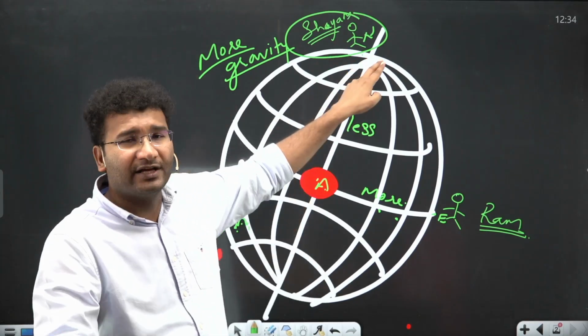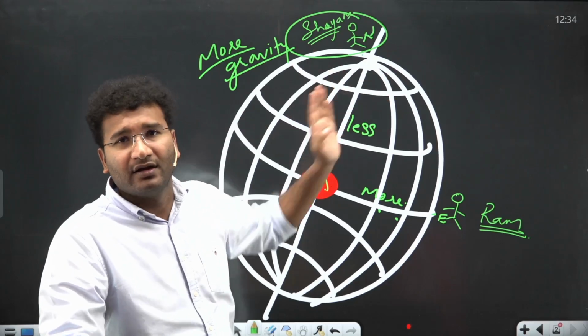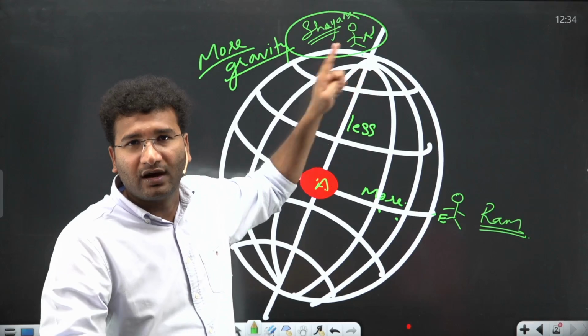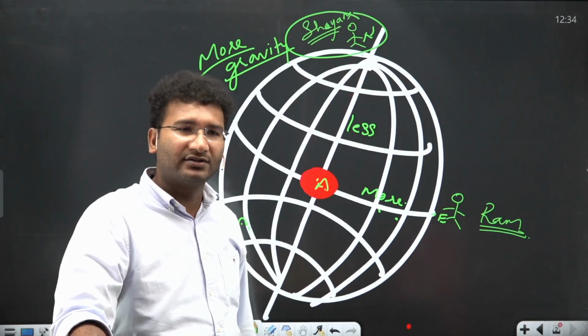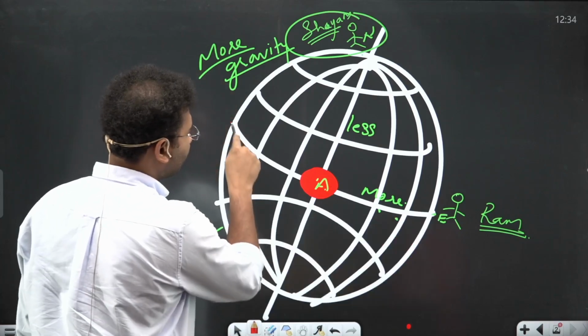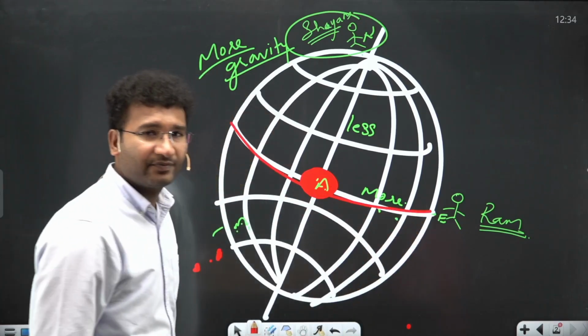But the same aeroplane or the same flight or the same rocket takes more energy and more fuel to move away from the equator, right? So most of the space agencies have their launching stations near this equatorial line itself, right?